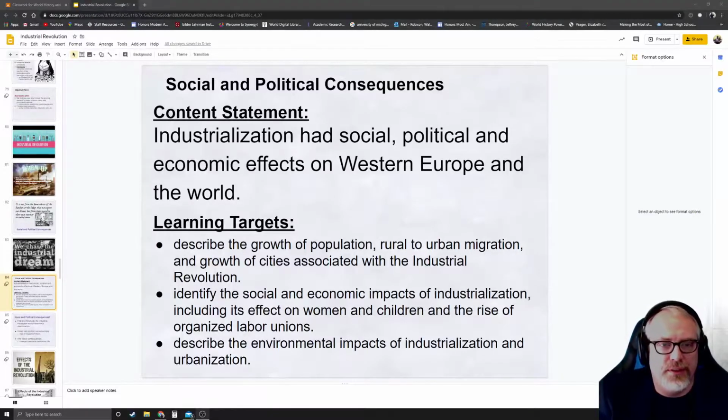All right, so this is the last of the Industrial Revolution, and it's a little bit longer. So our content statement still is: industrialization had social, political, and economic effects on Western Europe and the world.